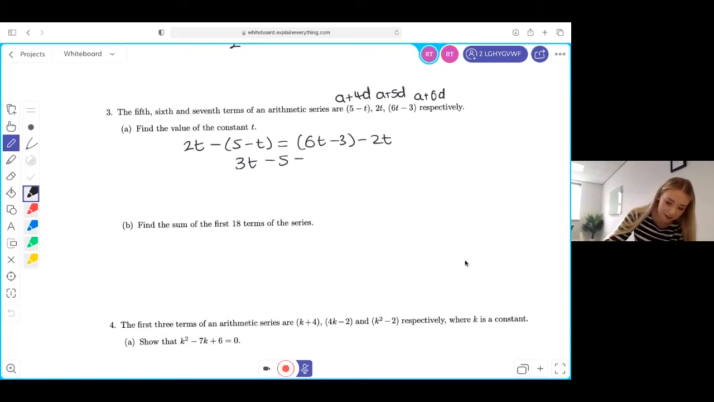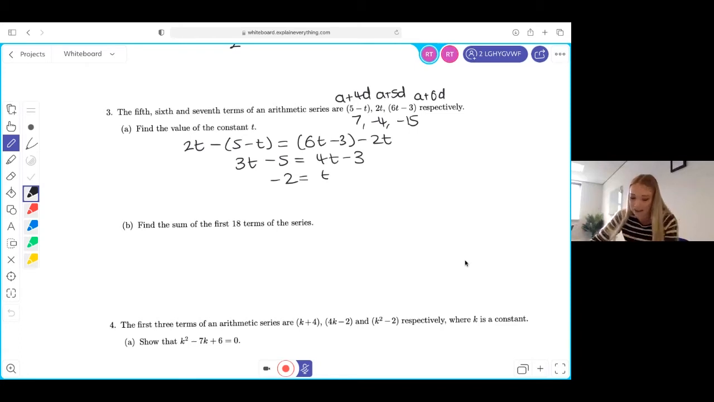So I think you get 3t minus 5 and then 4t minus 3. And that works out really nice for t is -2. What's nice to do from that is just sub it back in to what we had. So 5 minus t would be 7, 2t would be -4, and 6t minus 3 would be -15. So that's our 5th, 6th and 7th term of our series.